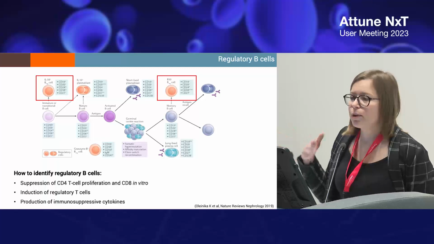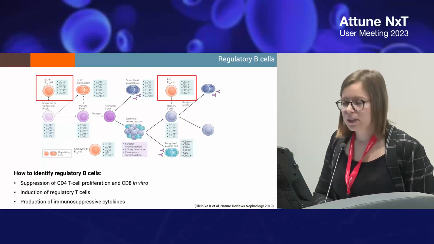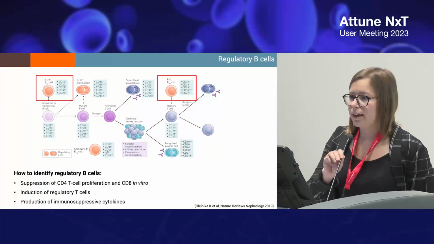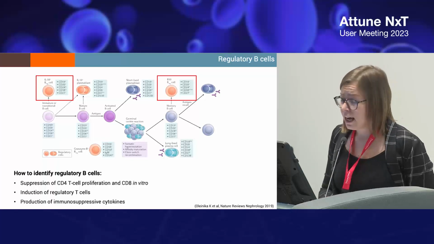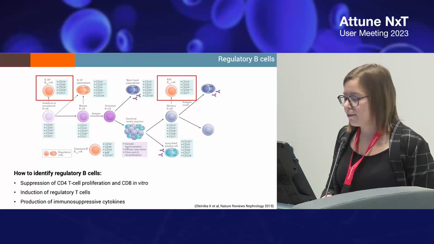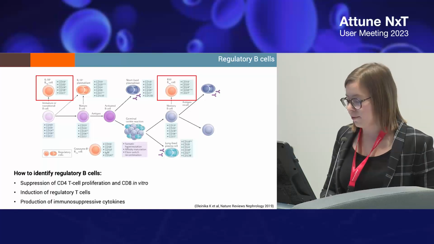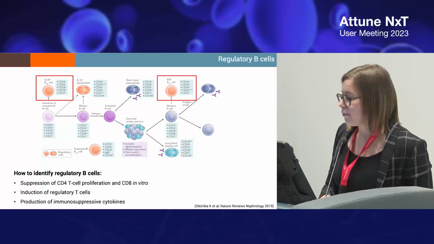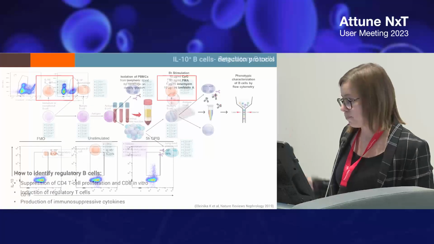So how can we identify regulatory B cells? There are many tips, and according to the literature, you can claim that your B cell subset is a regulatory B cell subset if they can in vitro suppress CD4 and CD8 T cell proliferation, if they can induce regulatory T cells, and if they can produce immune suppressive cytokines.